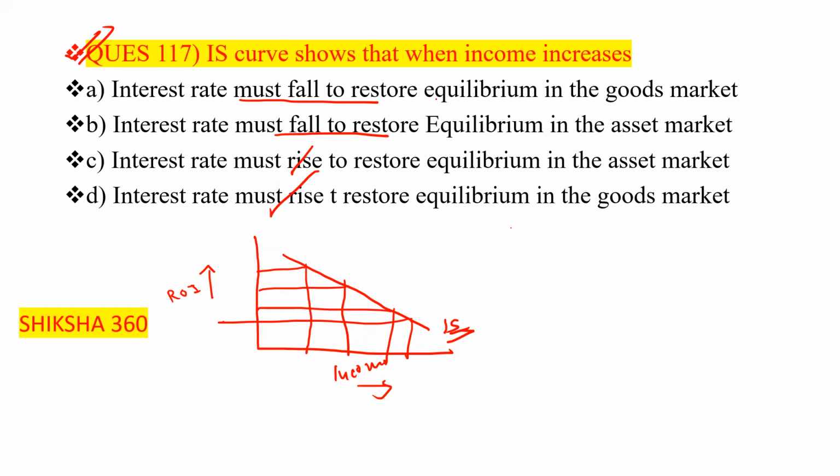To restore equilibrium in the goods market, the interest rate must fall as income increases. The correct answer is that the interest rate must fall to restore equilibrium in the goods market, so option A is the answer here. You will be able to answer these types of questions only if you remember the graphical representation in your mind.